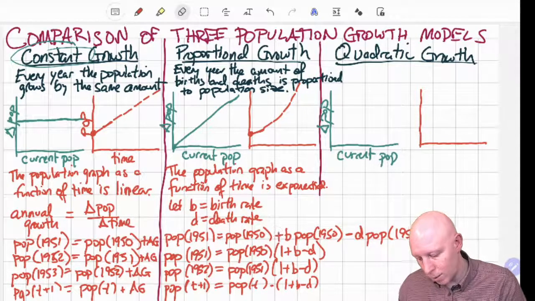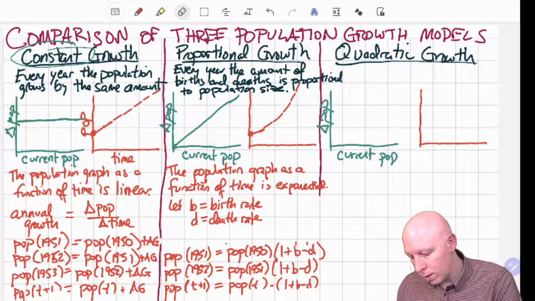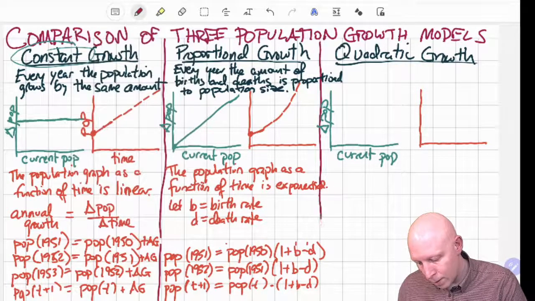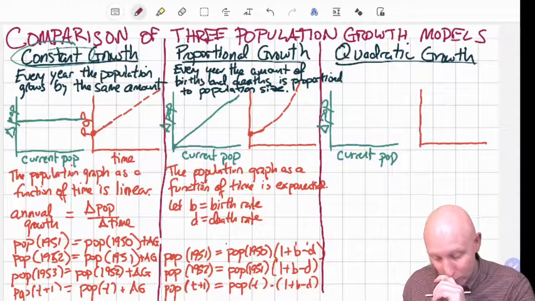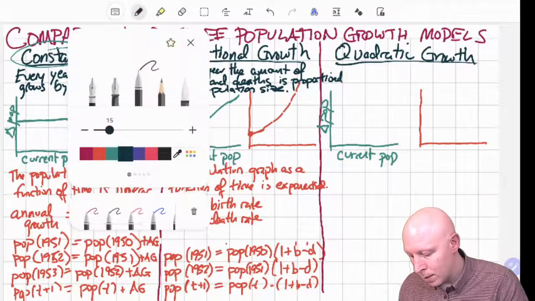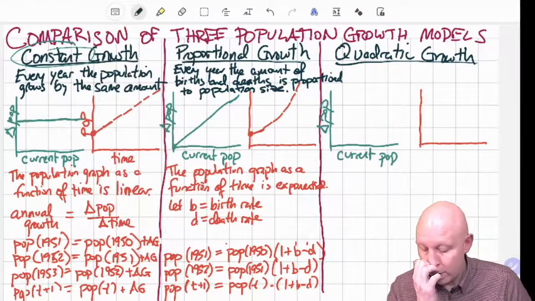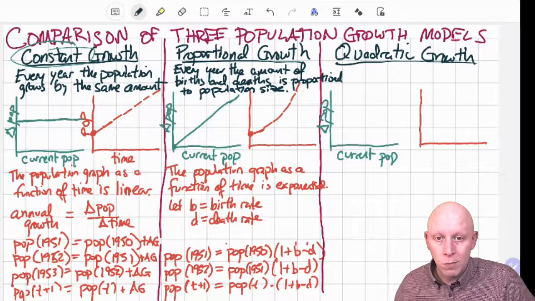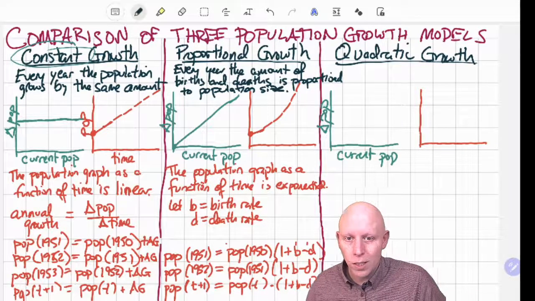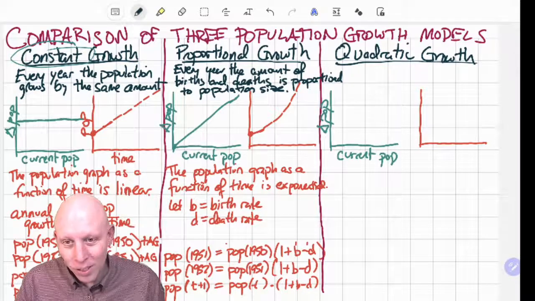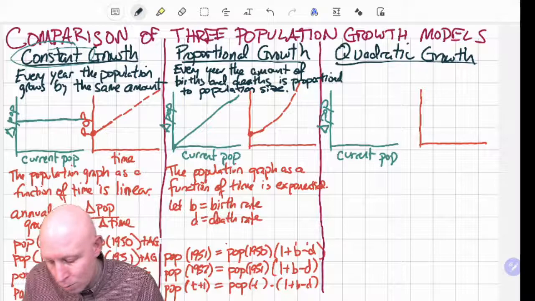All right, like I said, I'm going to reclaim my space here and draw this line again. And we're going to talk about one last model, the quadratic growth model. So in the quadratic growth model, we have a different rule. I think I'm going to move myself over to the other side of this screen. Okay, over here.